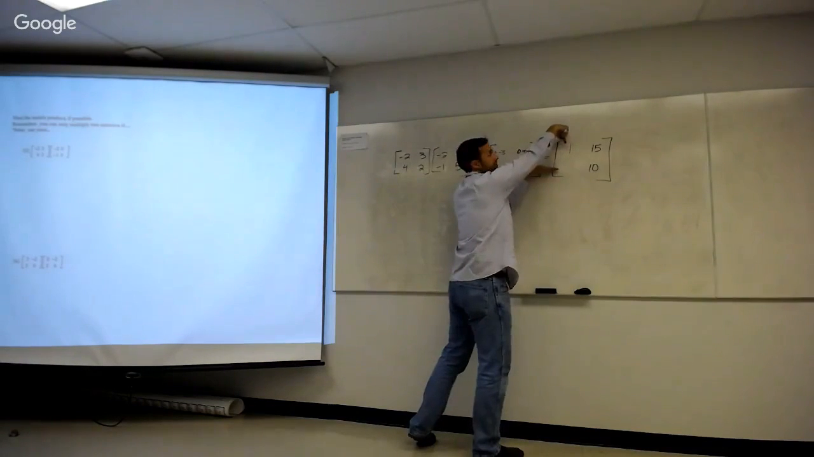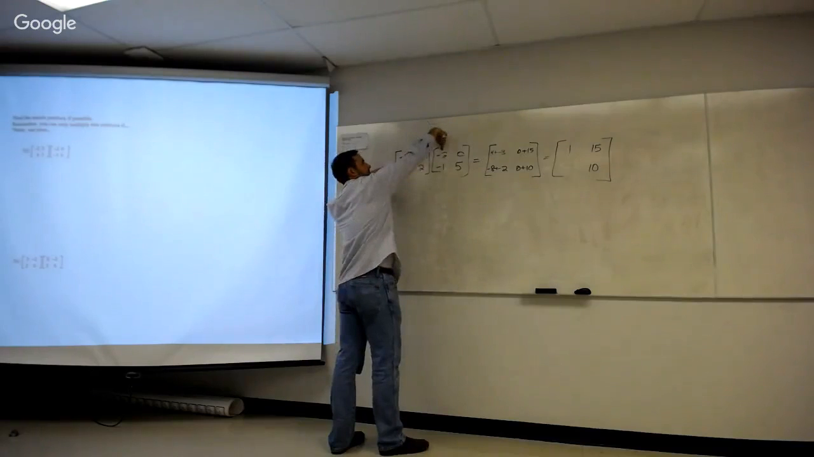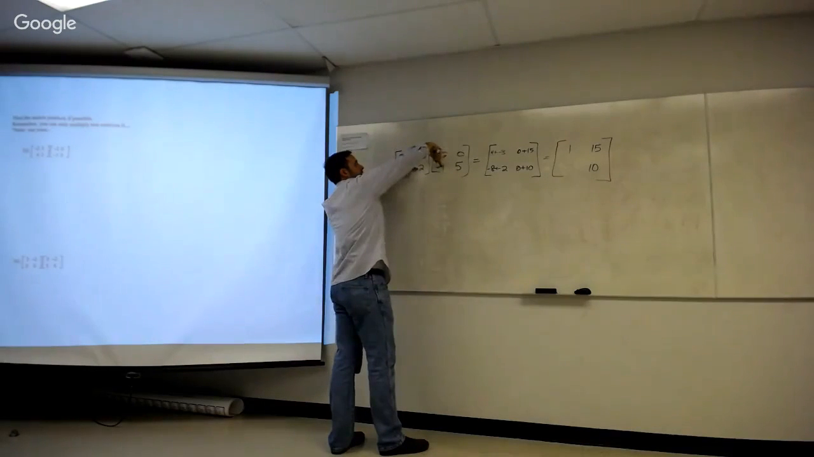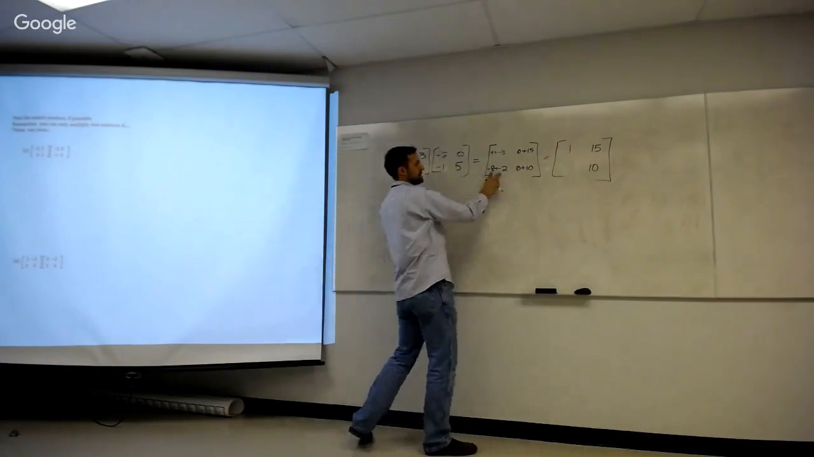Bottom row, first column. So bottom row, first column. -8, -8, -2. -8 plus -2.